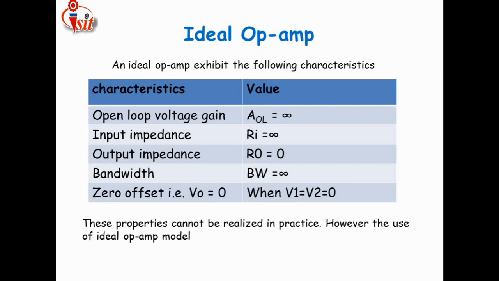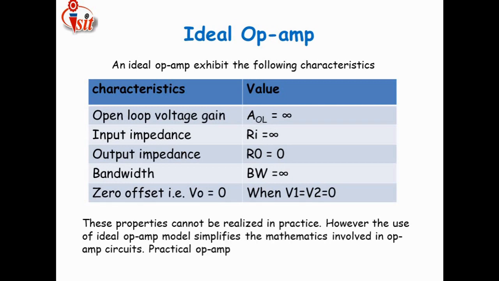These properties cannot be realized in practice. However, the use of the ideal op amp model simplifies the mathematics involved in op amp circuits. Practically, an op amp can be made to approximate some of these characteristics. That means these are the ideal characteristics of an op amp, but we cannot use those ideal characteristics in practical design, and some characteristics of a practical op amp are different.